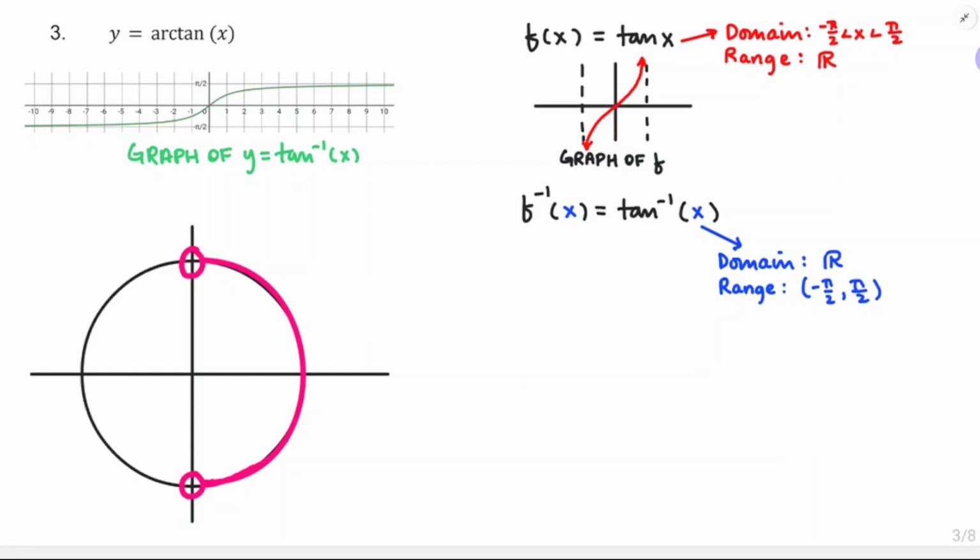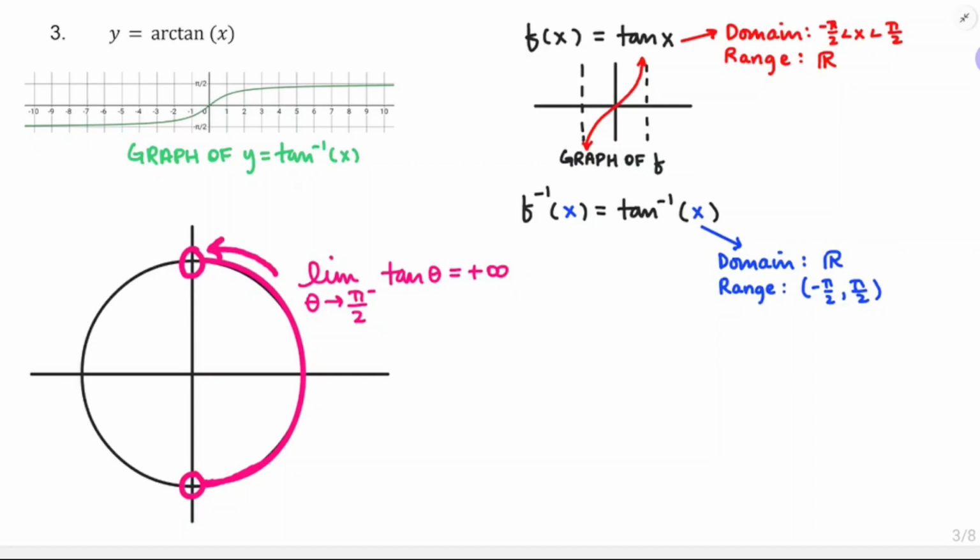And I even mentioned this then, that as theta approaches pi over 2 from below, tangent is going towards positive infinity. Well, we could write that using a limit, because this is AP Precal and we need to be up with our limits. So I'm going to say the limit as theta approaches pi over 2 from below of tangent theta, that's going to equal positive infinity.